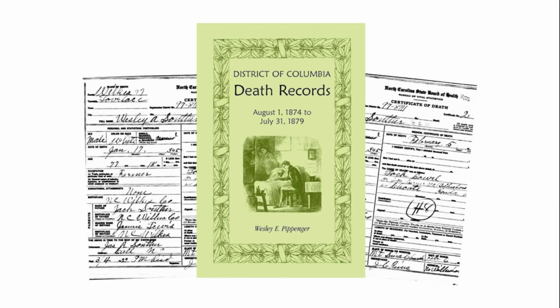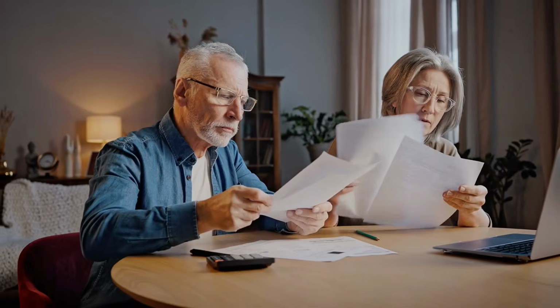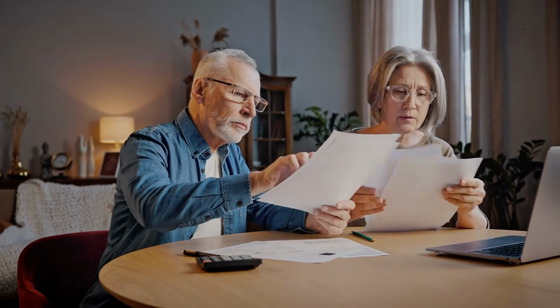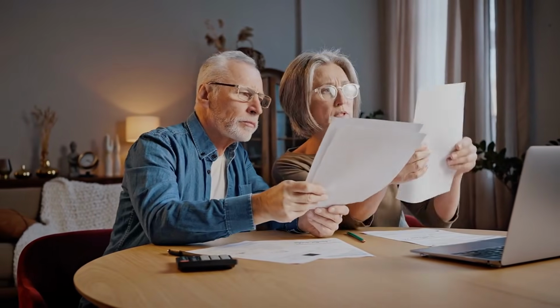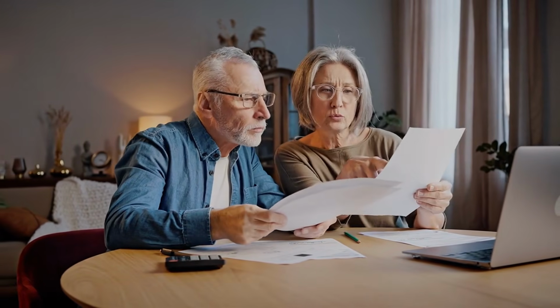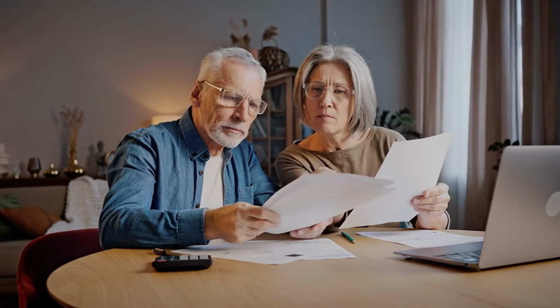Here's the real issue. Most researchers treat death as a single event. It's not. Death creates a paper trail across multiple systems: legal, religious, financial, social. If you only look in one place, you only see part of the story. And that's how errors enter family trees. This is why you sometimes see wrong parents attached, incorrect spouses, entire families merged incorrectly, because someone stopped at the first record they found.